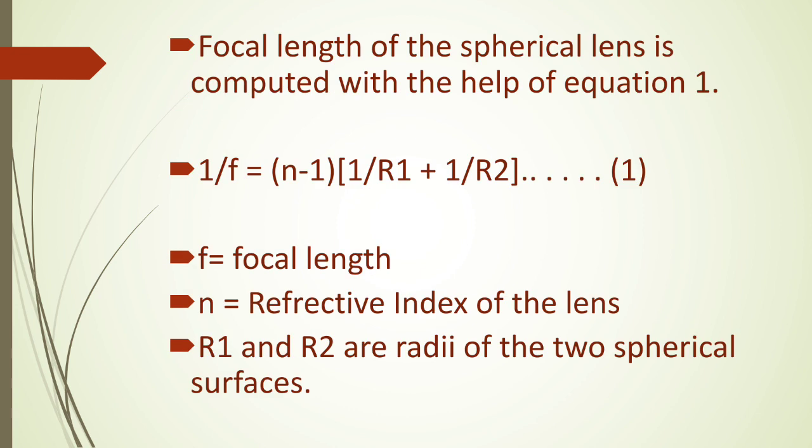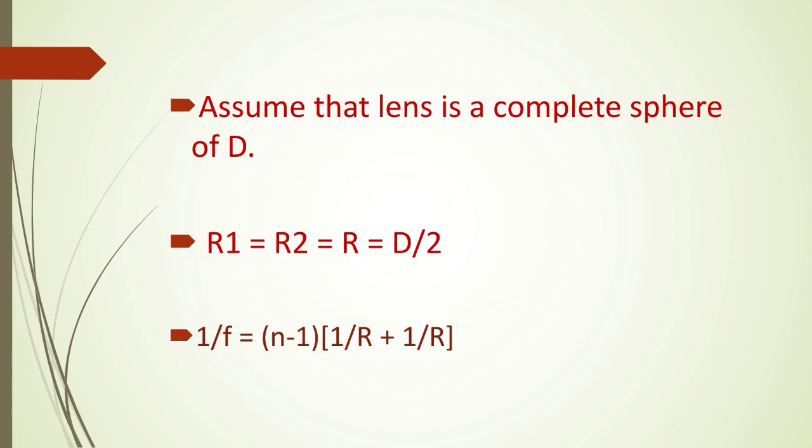So equation number 1 can be written as 1 over f is equal to (n minus 1) into (1 over R plus 1 over R). So basically we replace R1 and R2 in equation number 1 by capital R.